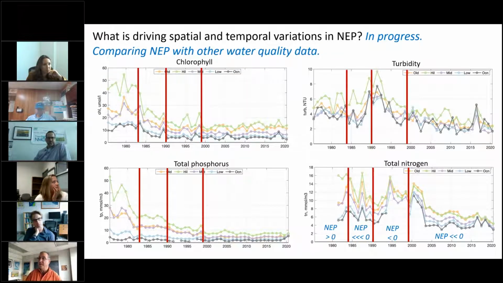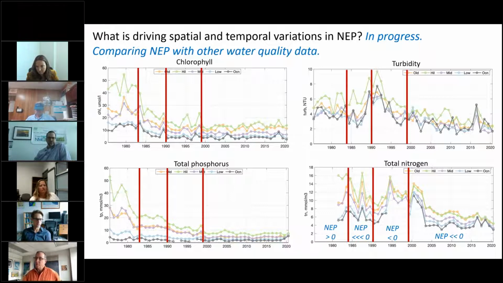Now, what's driving the spatial and temporal variations in NEP? This is really the most interesting and important part, and turns out to be the hardest part. And we've been struggling with this. There's a lot of other monitoring data besides oxygen in the bay, and so we've been looking at the chlorophyll data. I've put up these red lines to indicate those 4 phases that I showed before.